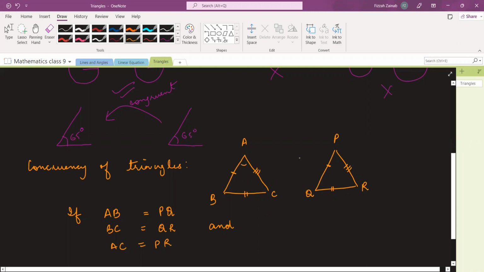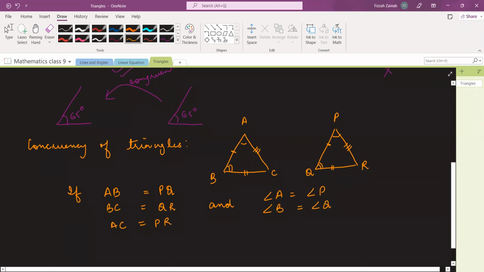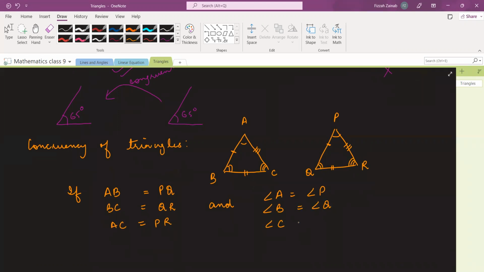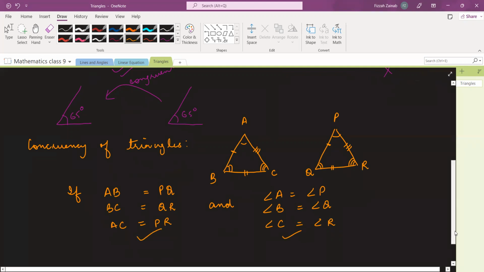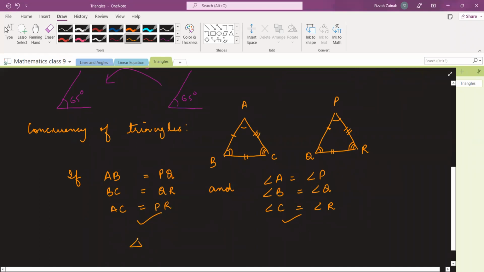Now, if this angle is same as this angle, that means angle A is equal to angle P, right? And then this angle is equal to this angle, so angle B is equal to angle Q, correct? Okay. And then the third one, angle C is equal to angle R. Now, if these two conditions are satisfied, then we say that triangle ABC is congruent to triangle PQR, right?